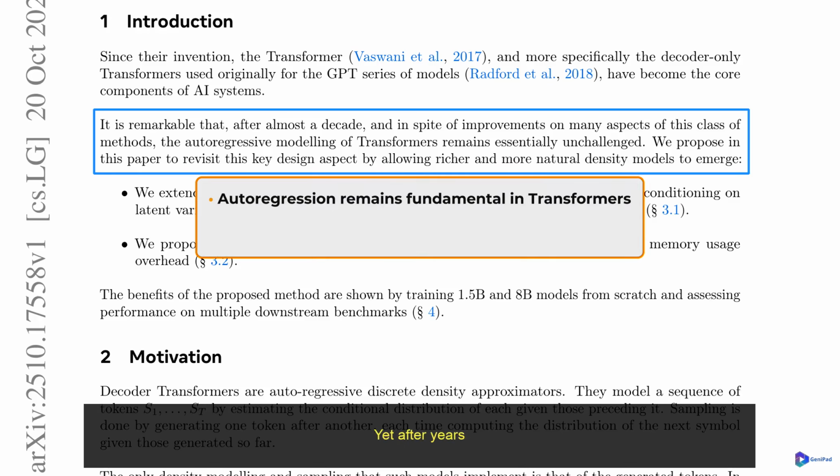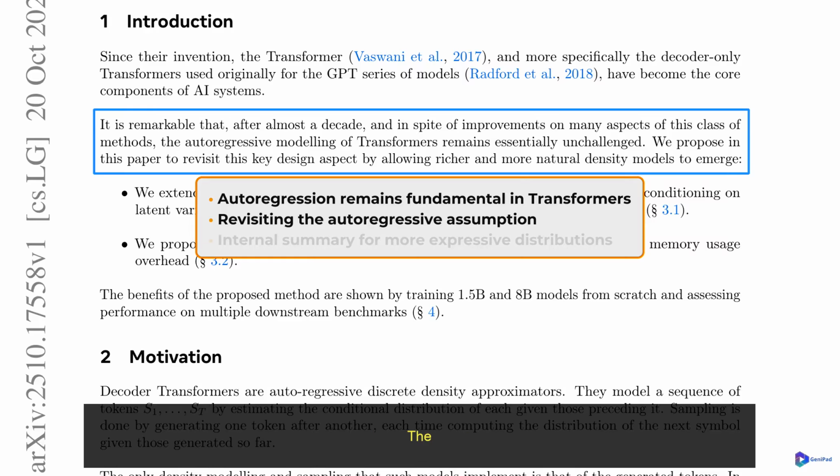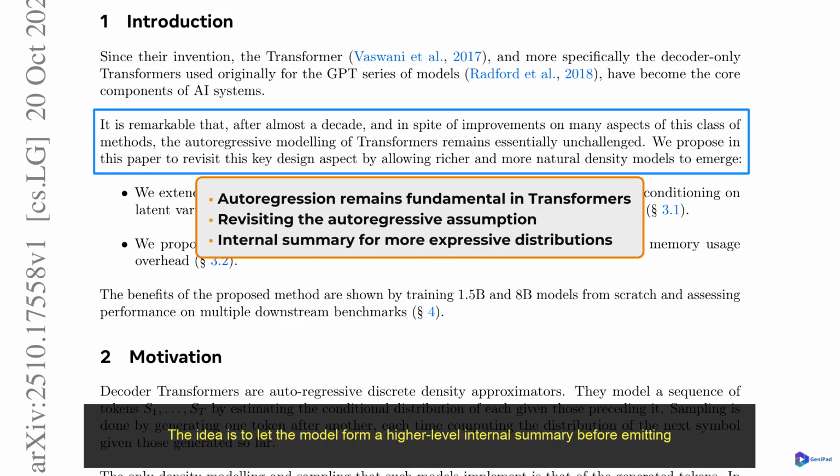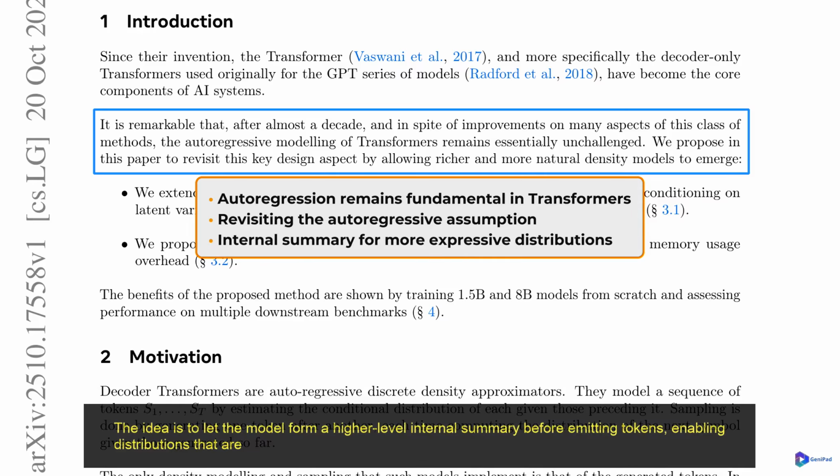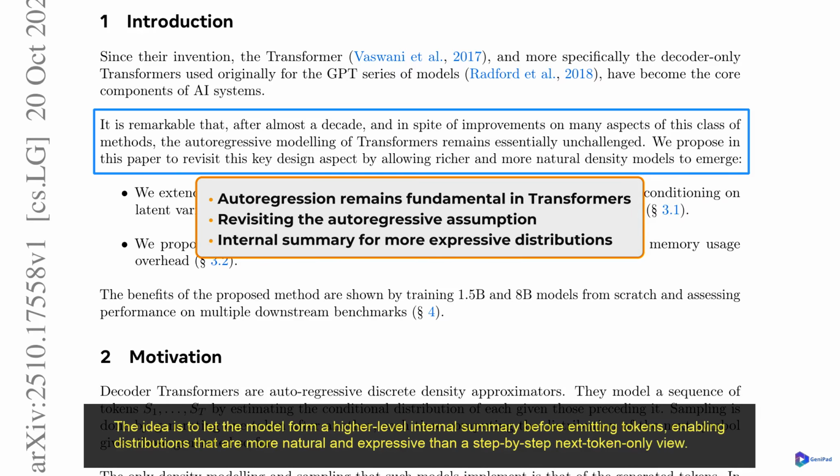Yet, after years of engineering progress, the fundamental recipe remains the same: pure autoregression. This work revisits that assumption. The idea is to let the model form a higher-level internal summary before emitting tokens, enabling distributions that are more natural and expressive than a step-by-step next-token-only view.